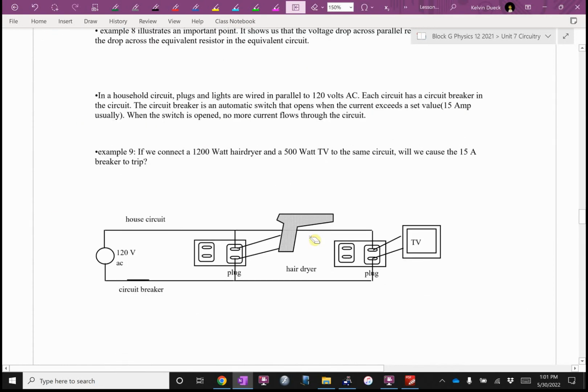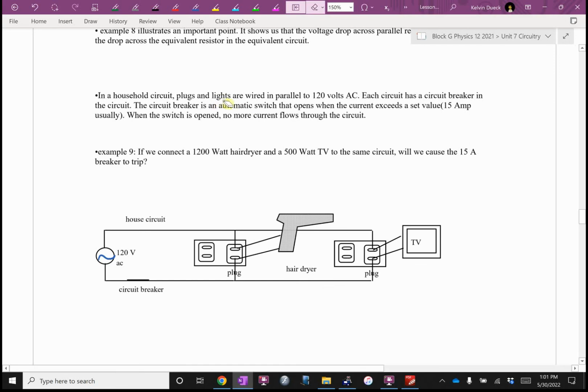In a household circuit, this is going to be AC. The symbol for AC is this, a round thing with a little sine wave. So can you put a little sine wave in there? That looks terribly messy. I couldn't get it to go in Word when I was typing, but it should look like an S on its side.